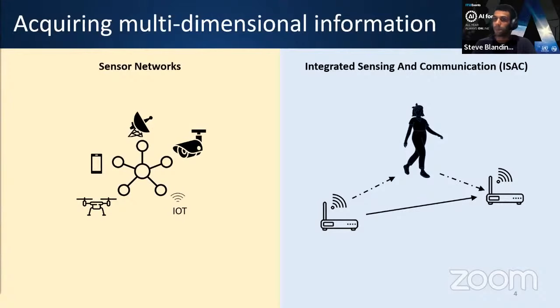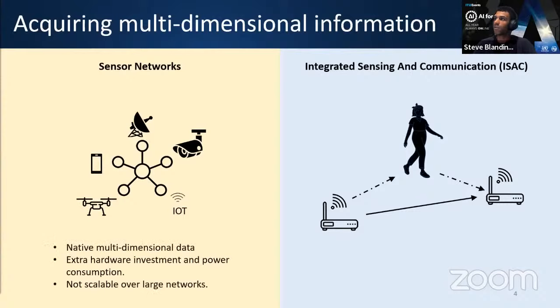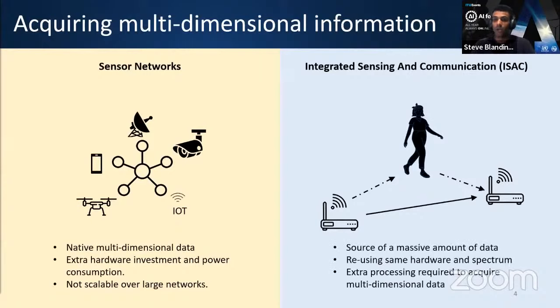So there are some differences between these methodologies to acquire multidimensional information. In terms of the sensor network, when we use LiDAR images, we basically acquire directly the multidimensional data. The extra information is basically the feature of the device that we use. When we use multiple sensors, what we are doing is acquiring multiple data by investing in extra hardware and extra power consumption, and that might not be really scalable over large networks, despite giving us a very good understanding of the environment.